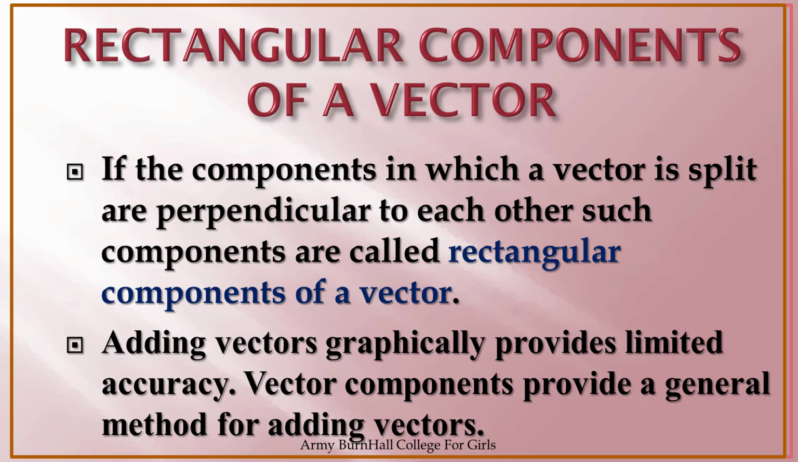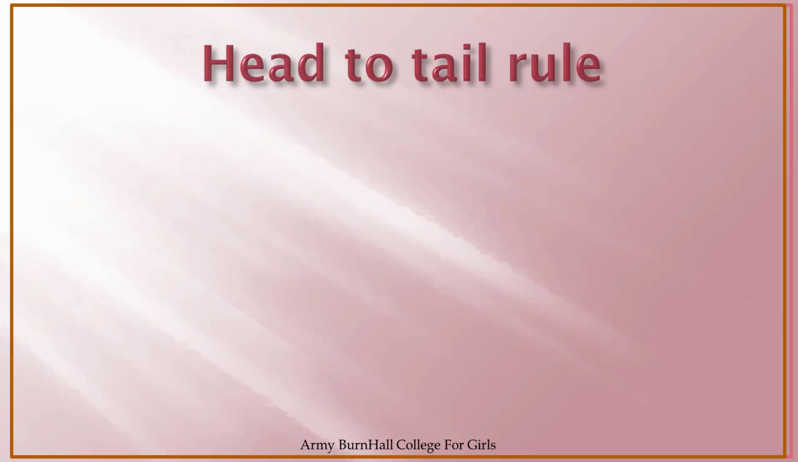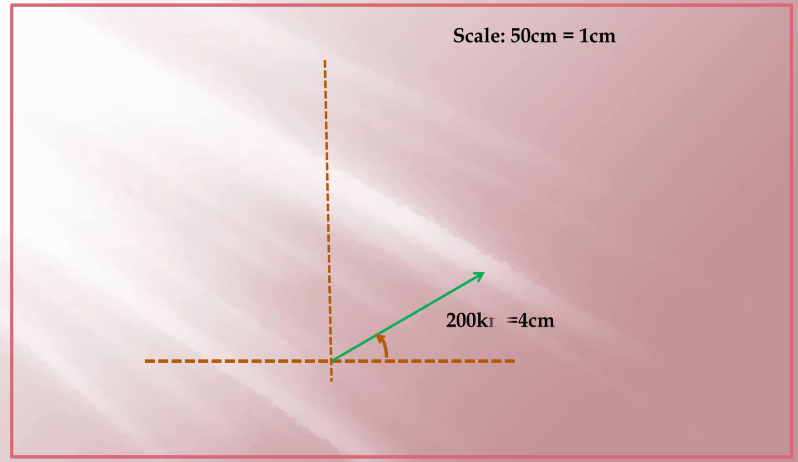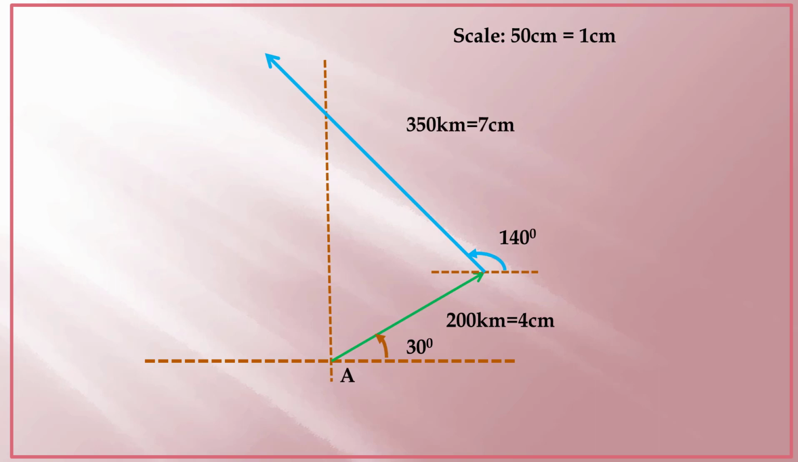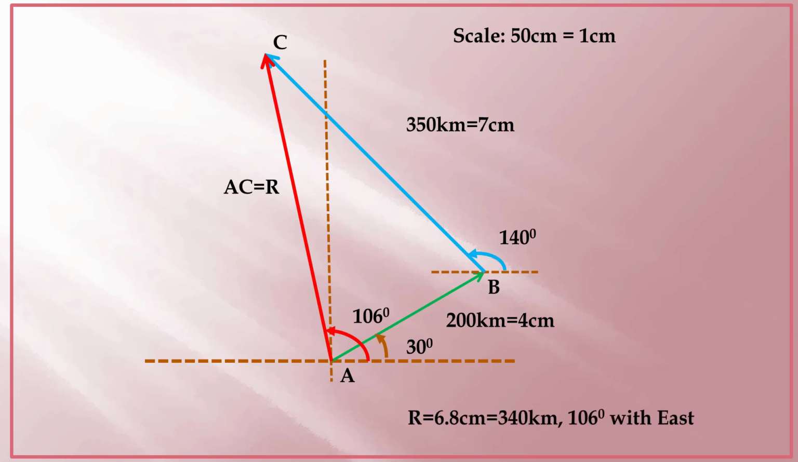Okay, so we have discussed the head to tail rule, in which we considered a proper scale, then drew the coordinate axis, and then drew the given vectors according to the scale and the given data. Then we joined the tail of the second vector with the head of the first vector, and in the end we joined the tail of the first vector with the head of the last vector to get the resultant. We calculated the magnitude of the resultant with the scale, and the angle with a protractor.